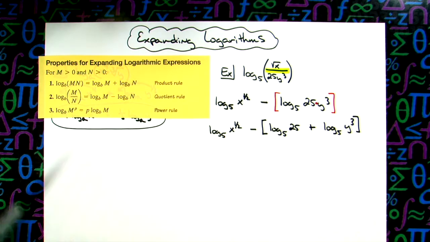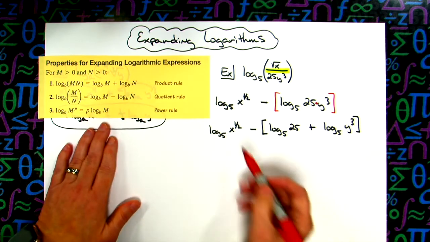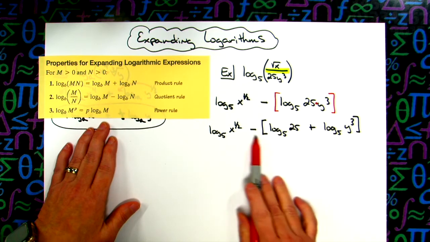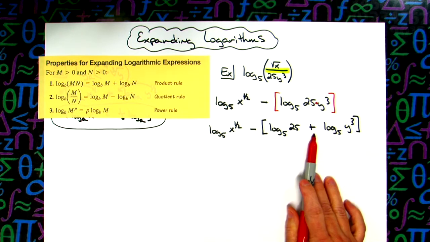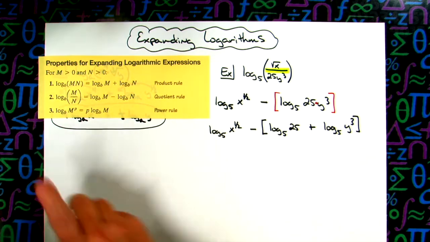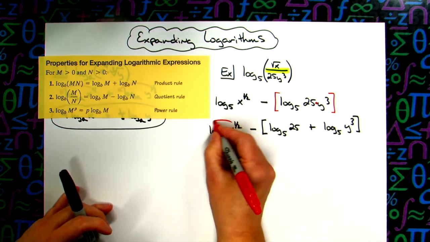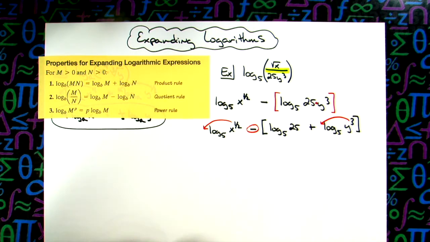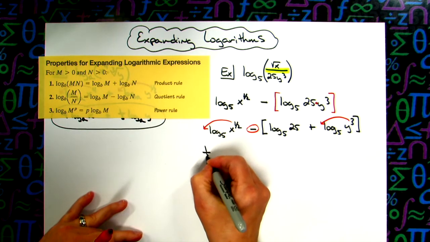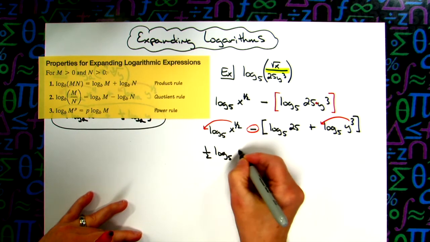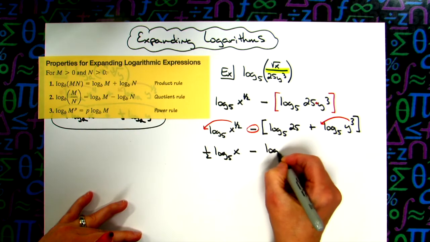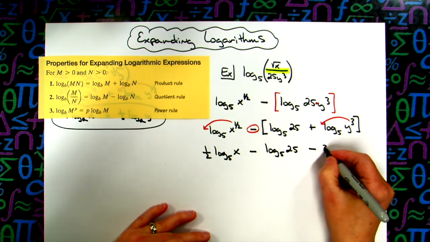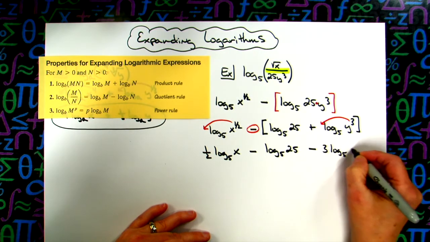Okay, now in this next line, I'm going to implement the power rule, because I need to pull down the 1/2. I need to pull down the 3. I'm also going to distribute that negative through there to drop the parentheses. So right here, let's go ahead and show that we're pulling that down in front, we're pulling that down in front, and we're distributing that negative sign through there. So then I'm going to have a 1/2 log base 5 of x minus log base 5 of 25, and then minus, distributing the negative, a 3 log base 5 of y.